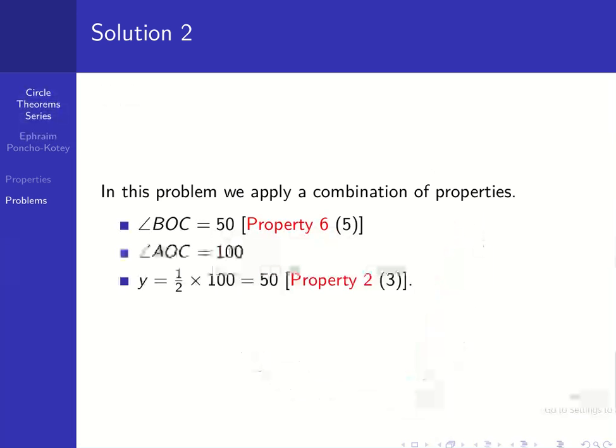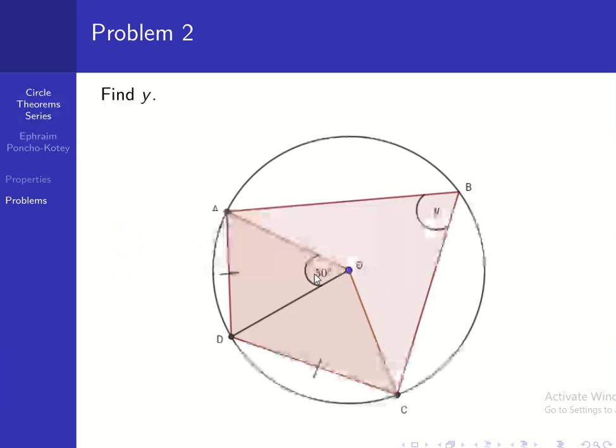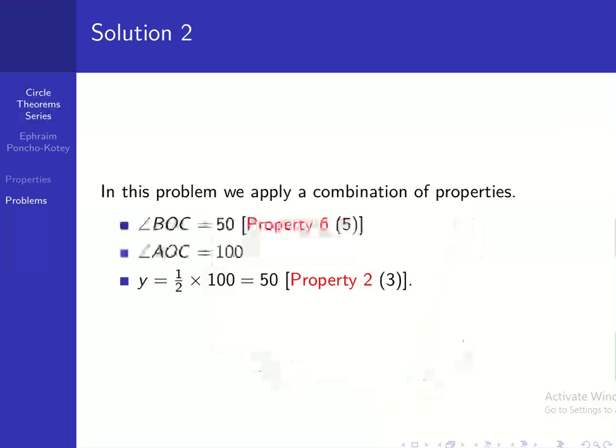So what do we know? We know that the angles subtended at the center by equal chords are the same. So this means that angle BOC will be 50. Now we have angle BOC to be 50. Then we will know that angle AOC will be 50 plus 50. That gives us 100. Then how do we find Y? We know from property 2 that if I want the angle at the circumference, I have to find half the angle at the center. So Y gives us 50.